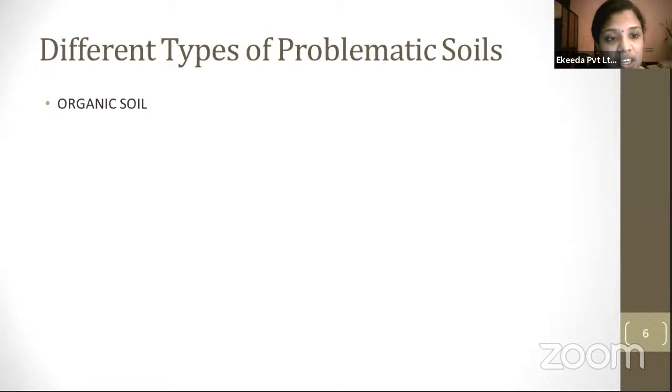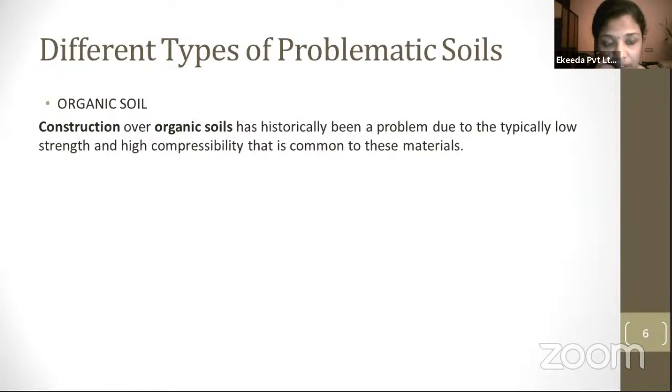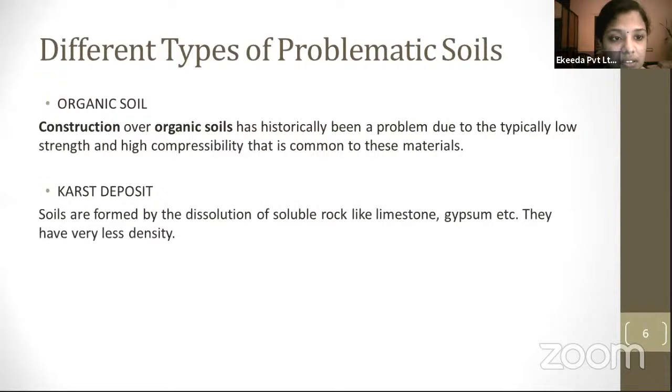Now, next type of problematic soil is organic soil. When the construction is on organic soil, it is typically of low strength and high compressibility. The organic content of this type of soil is very high. And the next type of problematic soil is karst deposit. Soils are formed by the dissolution of soluble rock like limestone, gypsum, etc. They have very low density also. So these are the various types of problematic soil.